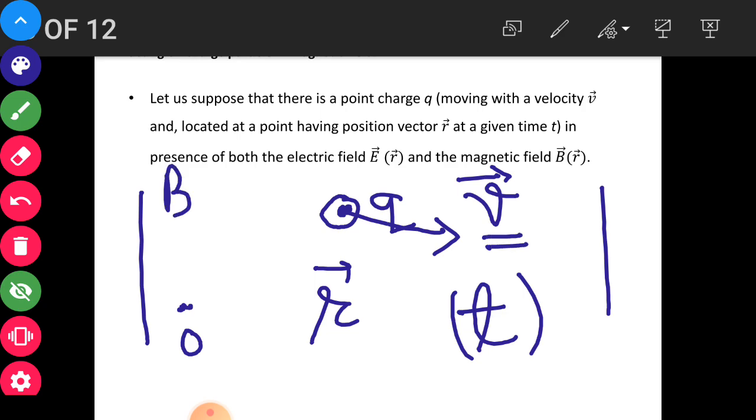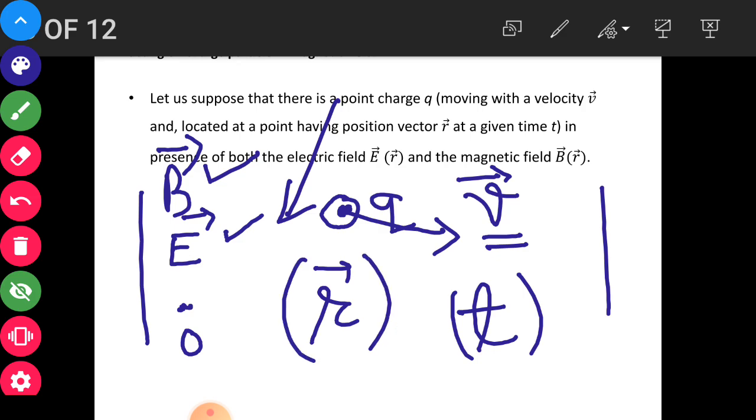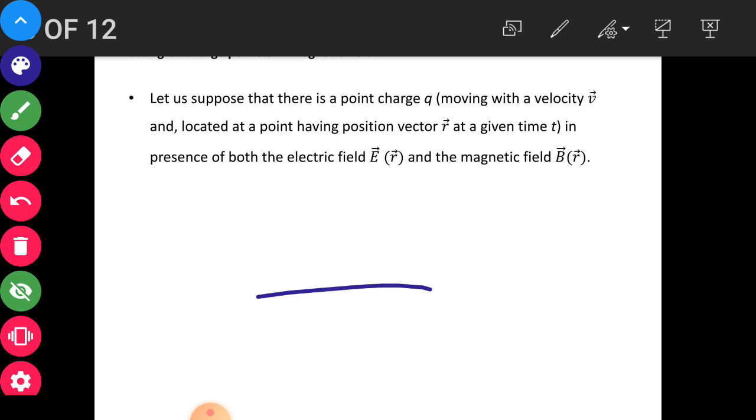And both the magnetic field and electric field are present in this particular space. Okay, so how many fields are there? Magnetic field and electric field. Two fields are simultaneously present. And where is the charge? Charge is at a point whose position vector is r with respect to some origin. Okay, what is the velocity of that charge? The velocity of that charge is v. At what time? All these things are noted at time t.